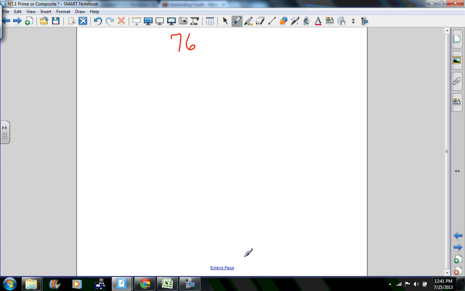So I'm going to show you one more, and then I'll have you practice. 76 is a little bit trickier. Because it's even, I'm going to immediately bring out a 2. And that's always going to be the simplest method. 2 times 38. Yep, that's correct, because 30 times 2 is 60. 8 times 2 is 16. 60 plus 16 is 76.